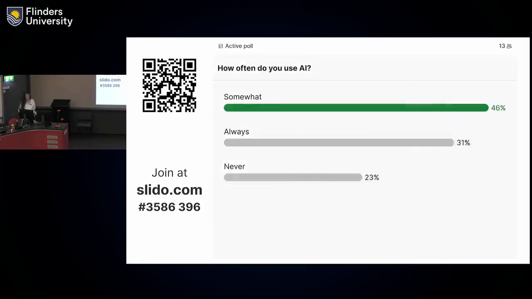Here we go. How often do you use AI? Somewhat, 46%, always, 25, never, never's taking. Maybe we'll give it a little moment. So, okay, roughly half of you sometimes use it, I guess. I think we can pretty safely say that. A quarter of you never use it, and another quarter of you use it very frequently, like always. So that's a really interesting mix. It's actually probably what I would have expected. Okay. Everyone finished with that one?